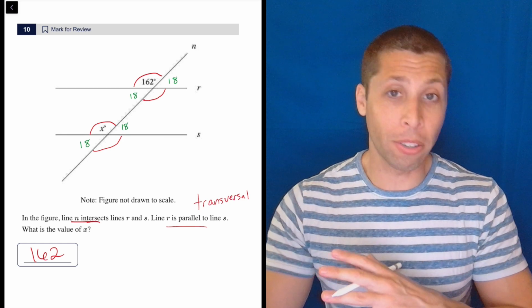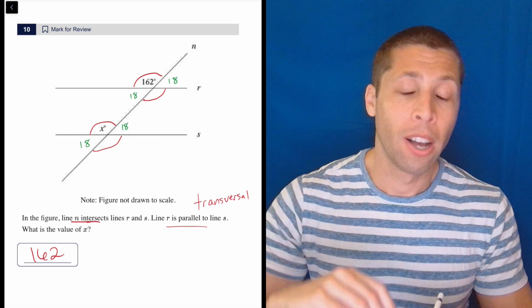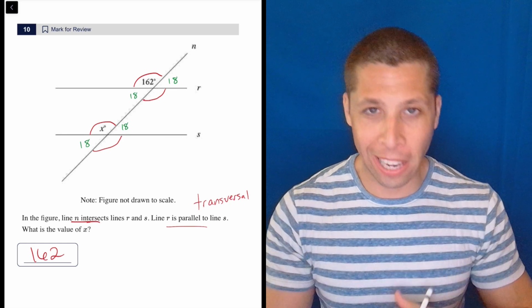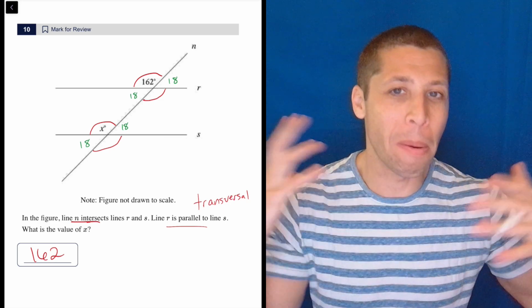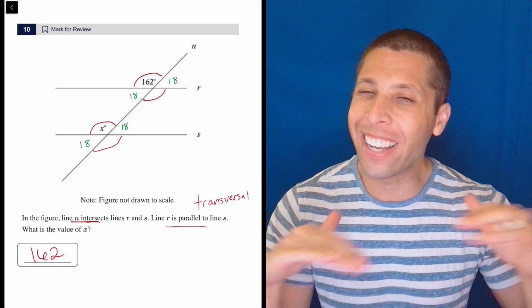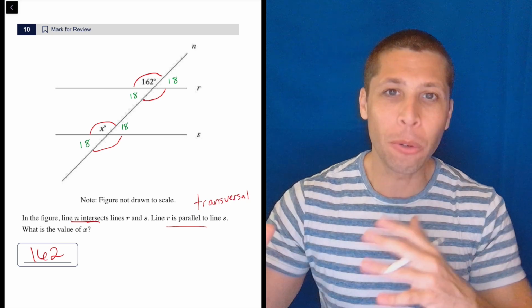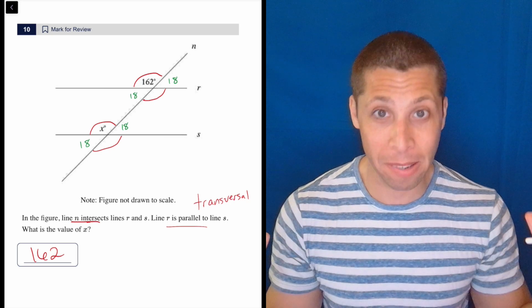Now in school, you had to learn all sorts of names for this, right? These are alternate interior angles, same side exterior angles. And you have to memorize all these different relationships and crazy words. None of that matters on the SAT. Just what's equal, what's not, what's supplementary, that's about it.